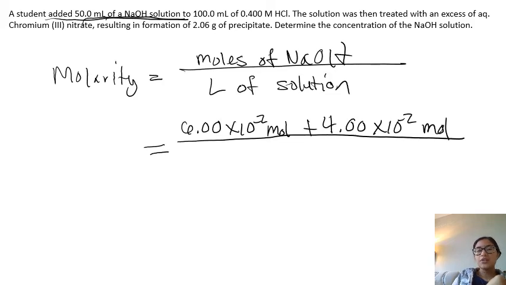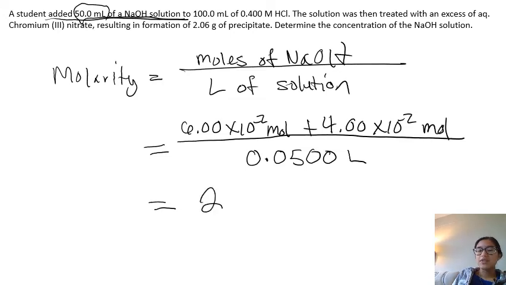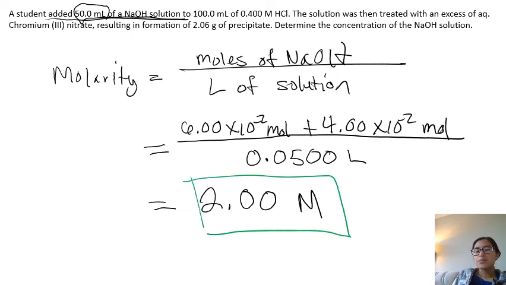And then from here, we know the volume is 50.0 mL. Convert that to liters, which is really important to make sure you get the right number. So 0.0500 liters. Once you get this into your calculator and calculate it all out, it should come out to a nice round 2.00 molar. And that is your final answer for this problem.